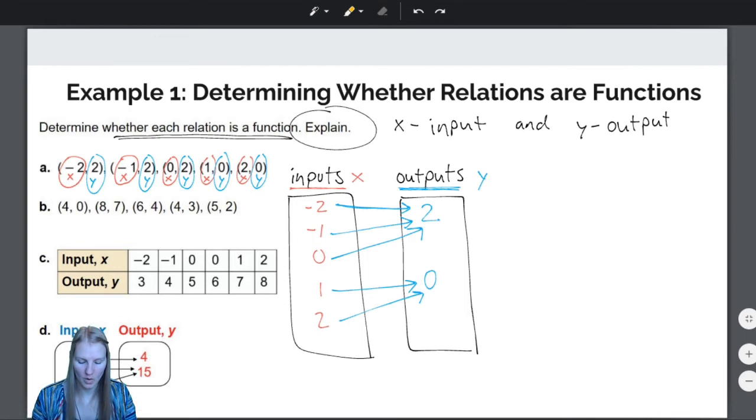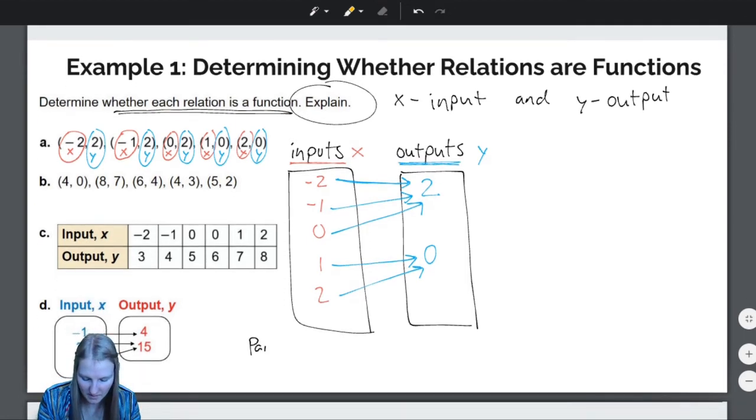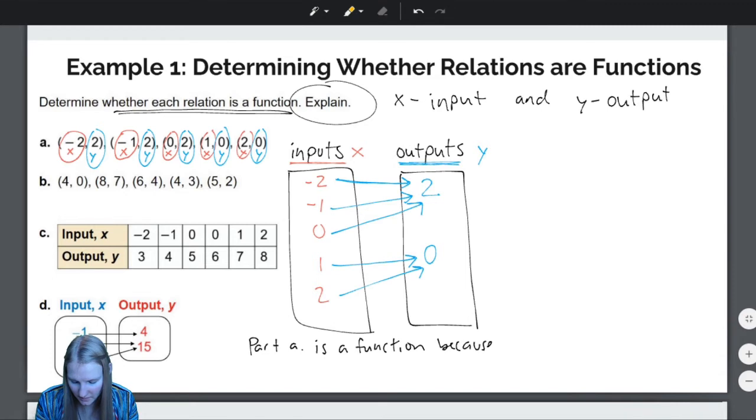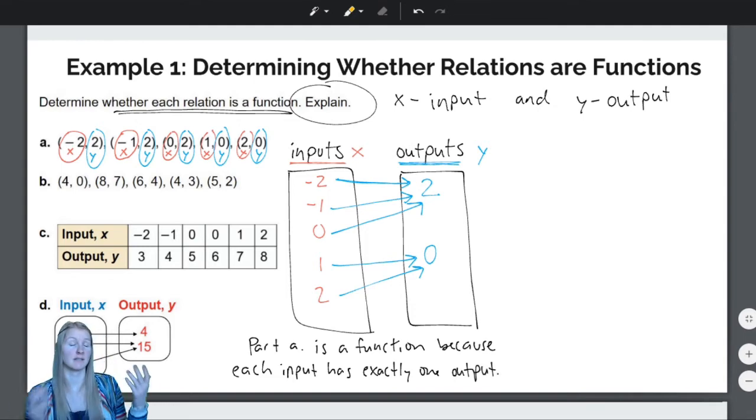Okay, so part A is a function because each input has exactly one output. And that's all you need to say.